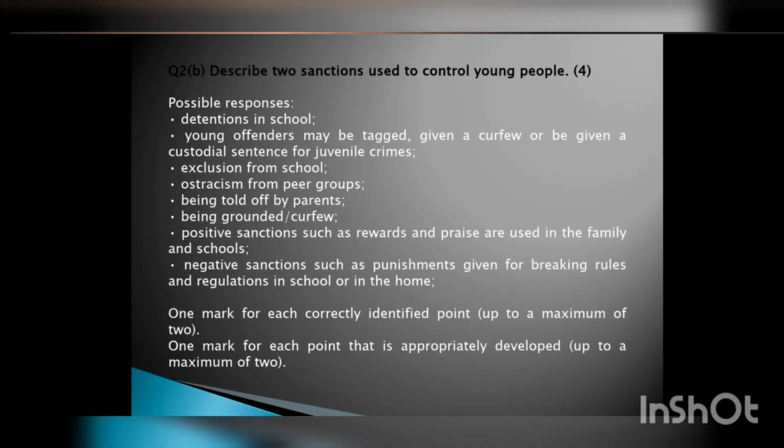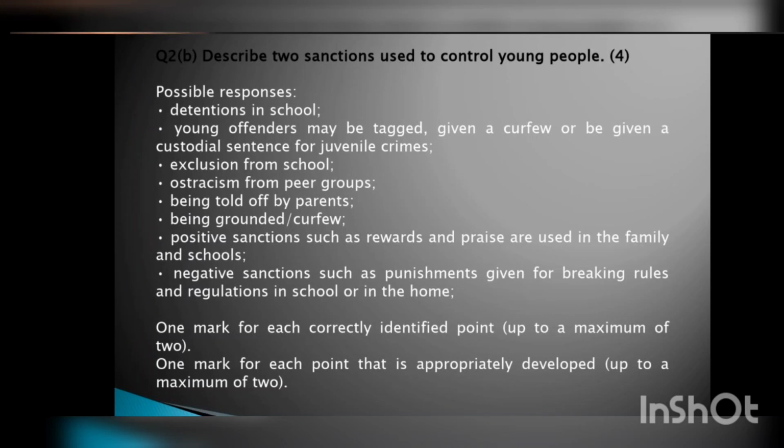Okay, now let's move on towards part B. Describe 2 sanctions used to control young people. Sanctions are basically, how will you define sanctions? Okay, it's basically a method that is used to regulate a behavior. And you know that you have both positive sanctions and you have negative sanctions as well. Okay, so what is actually the examiner demanding you to write in a 4 marks question?